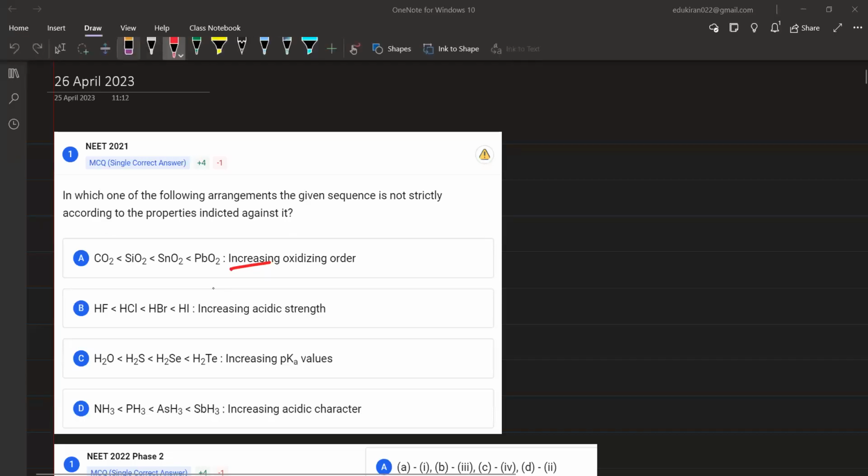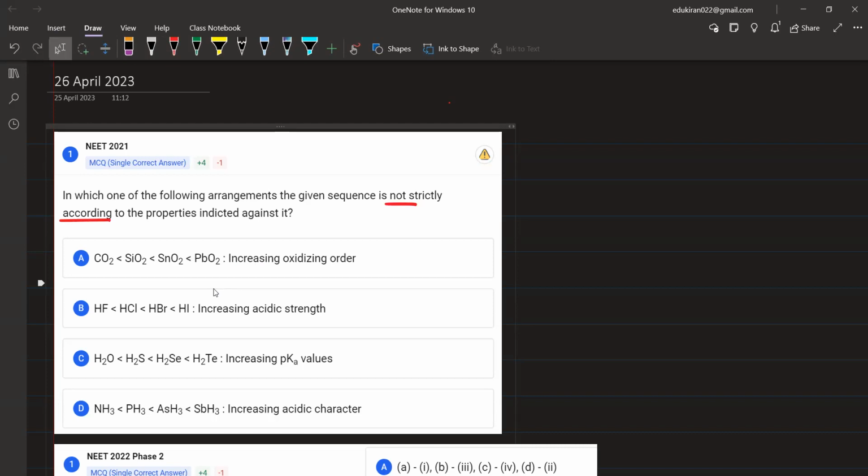Let me see. Okay. So I hope all of you can see the screen. And the question is asking to indicate which one of the following is not correct. In which one of the following arrangements, the given sequence is not strictly according to the properties indicated against it.